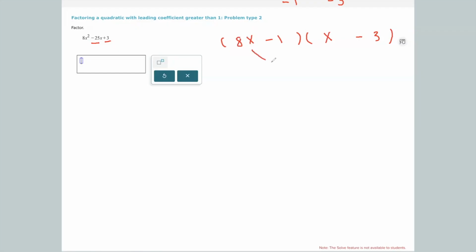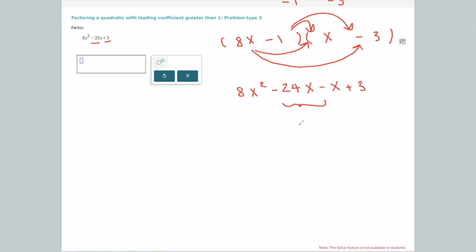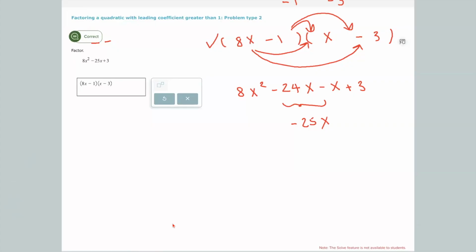Leave this as 1x. And now notice, the first terms give me 8x squared. Now 8x times minus 3 is minus 24x, minus x, plus 3. 24x minus x gives me negative 25x. So that tells me that these are correct factors. Let's type this in and see what we get. So we're going to have 8x minus 1 times x minus 3, and we'll check. All right, we got it correct.